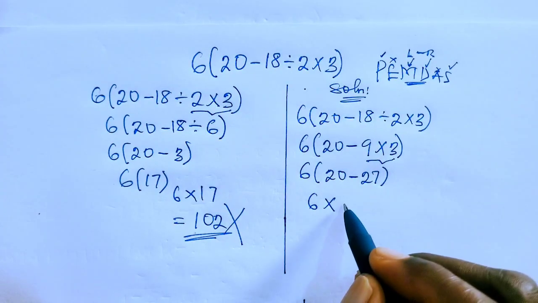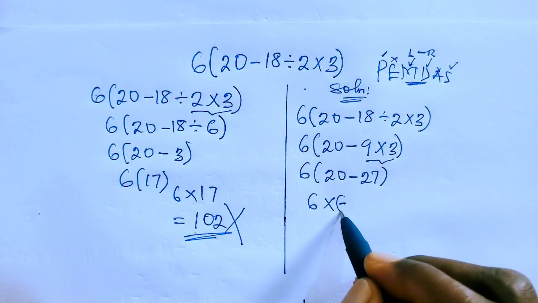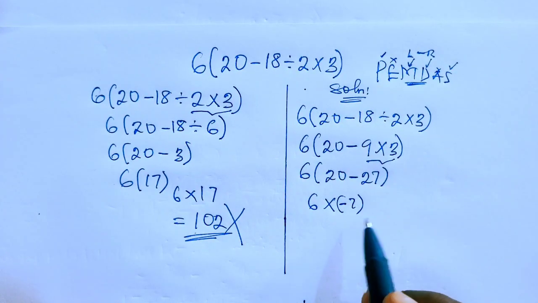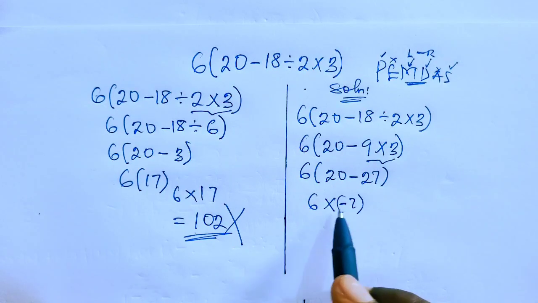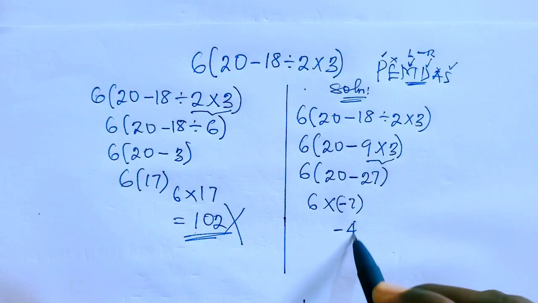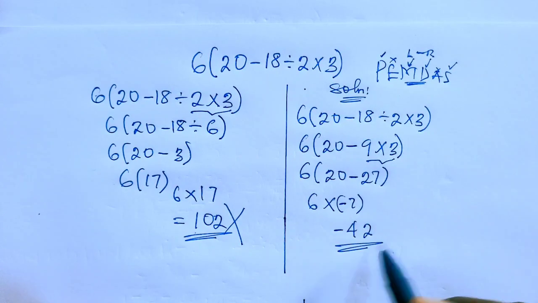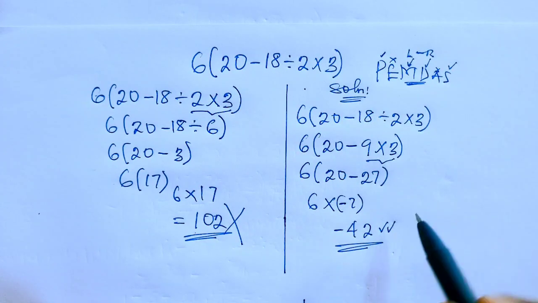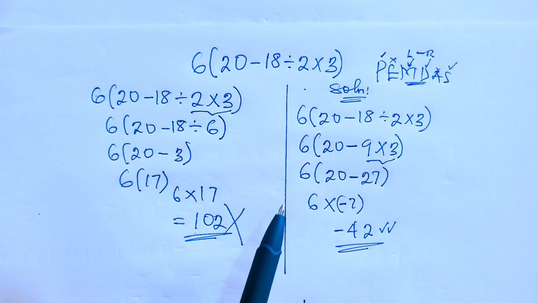And we have here multiply by minus 7. Now, you multiply this out, we are going to have 6 times minus 7, that gives us minus 42. And this is the correct answer to this given expression right here.